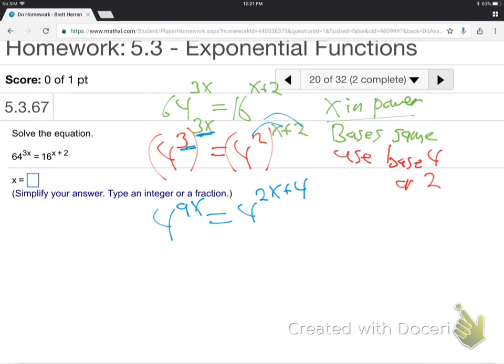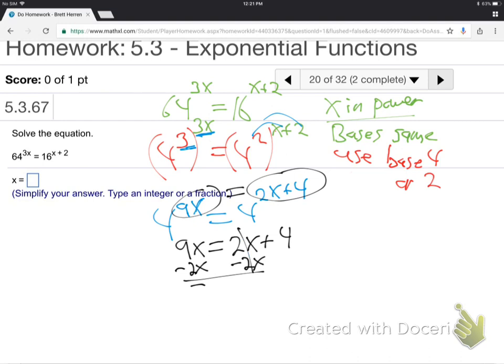So 9x must equal 2x plus 4. How do we finish? Subtract 2x from both sides. 7x is 4, divide by 7. 4 sevenths. You good? No, it's 7x.